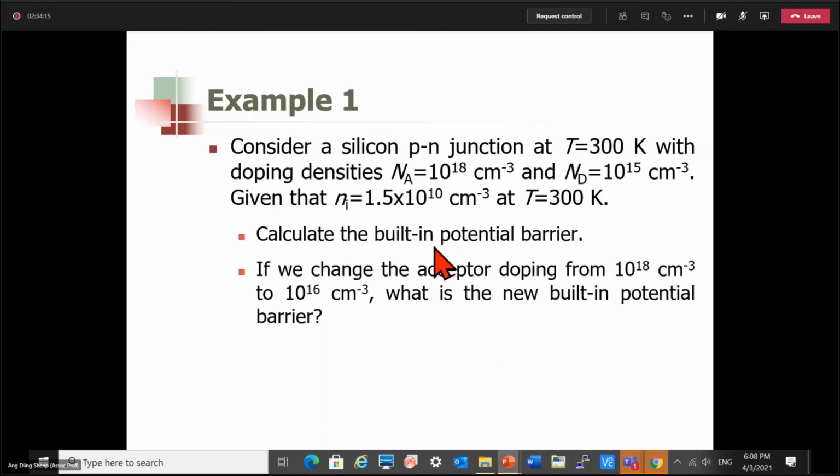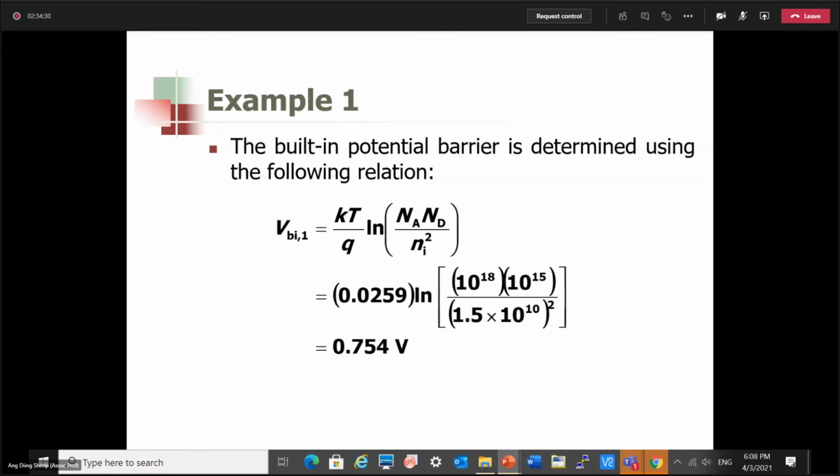But there's something that I will point out later on. Now, if we change the acceptor doping from 10 to the power 18, the original value, to 10 to the power 16, what will be the new potential barrier? Let's do part one first. Just substituting the numbers into the equation gives an answer of 0.754 volts. So the built-in voltage of this silicon PN junction is 0.754 volts.